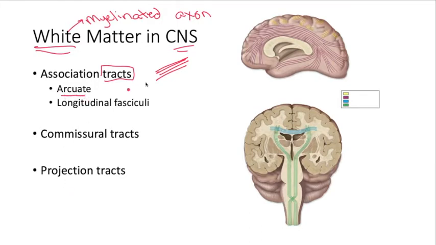Arcuate are the smallest. And so in this diagram here, this is from your book, so it has the labeled version. These little yellow ones you can barely see. So arcuate go within a lobe. So connections within, say, the occipital lobe down here, or connections within the parietal. Because you remember, parietal has to communicate with, say, primary somatosensory to sensory association areas, that kind of thing.